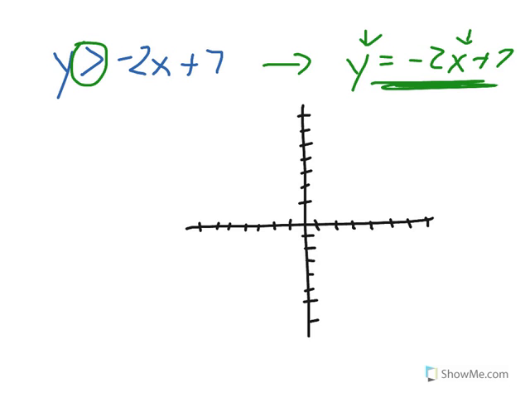The key to this is to pretend you're just graphing a line like normal, and we'll find what's called the boundary line. So I'm going to graph y equals negative 2x plus 7. 7 is my y-intercept, and my slope is negative 2 over 1. So I'm going to go down 2 over 1, down 2 over 1, and so on. Now, there's my boundary line.